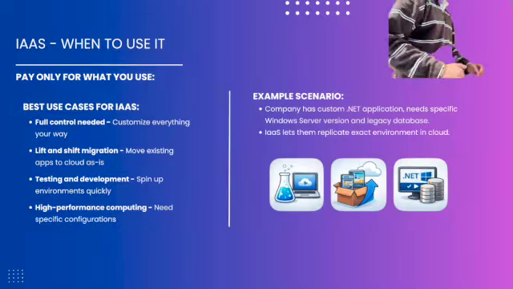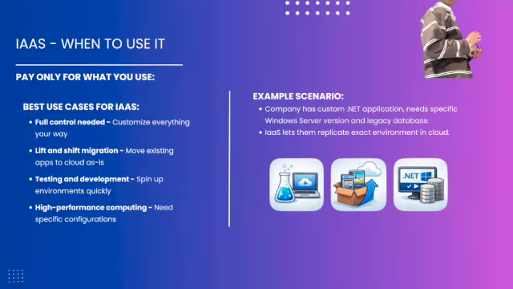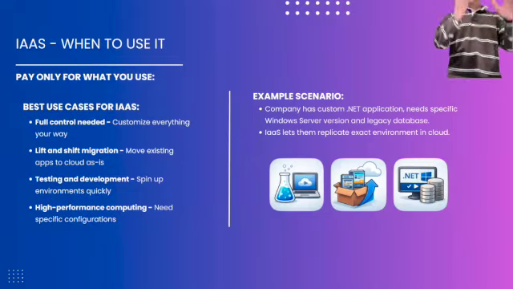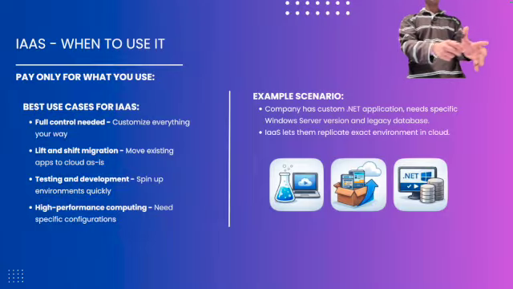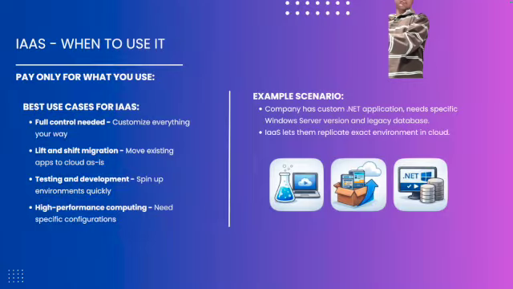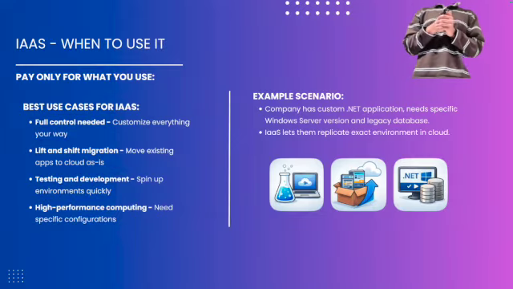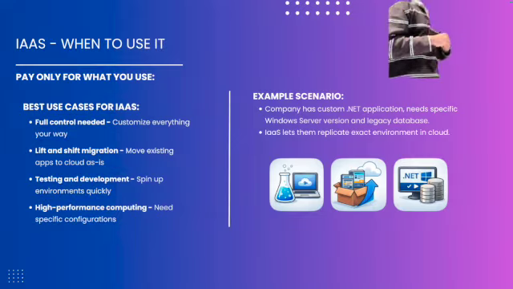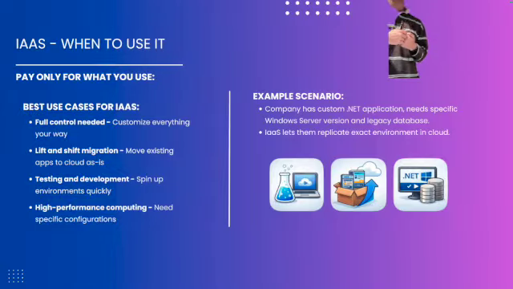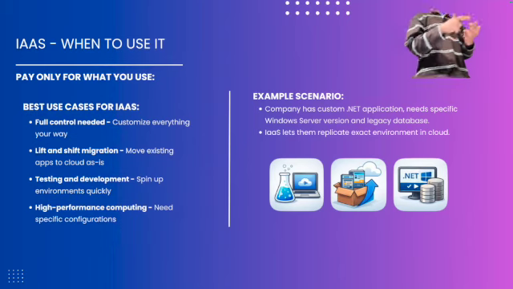When to use it? When you want full control, you want a lift and shift migration. Now I want to go from traditional infrastructure to the cloud. That is when I use this. Okay, I want to move the existing apps to the cloud as they are. Testing and deployment: you want to spin up environments very, very quickly. You have high performance computing. Okay, now I want to have memory sorted out. I want to have CPU sorted out. All of that comes under high performance computing.